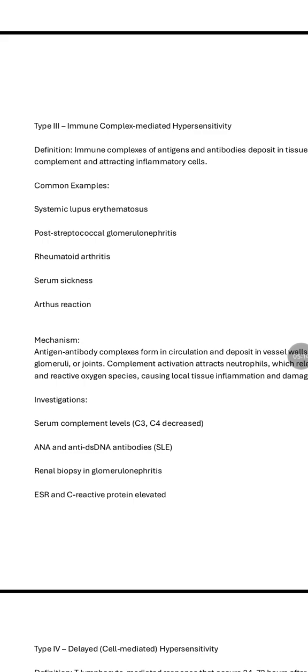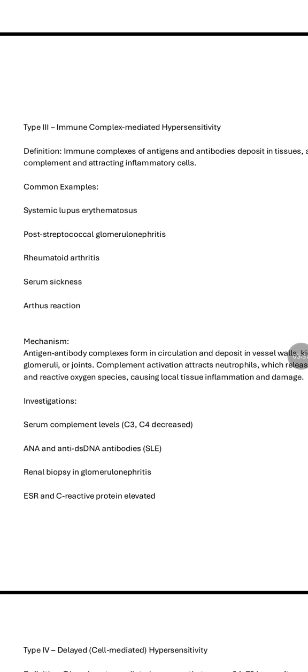The common examples here: a classic feature of SLE, systemic lupus erythematosus. Someone who's coming in with it has a malar rash, a reddishness on the cheeks. That's what you're going to observe. Post-streptococcal glomerulonephritis, rheumatoid arthritis, serum sickness, Arthus reaction, all these are going to be part of what?